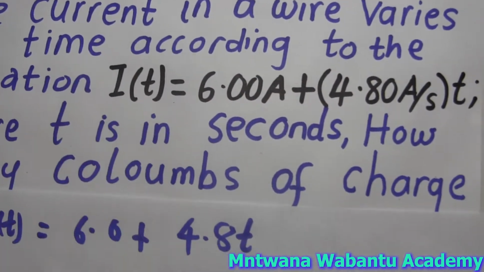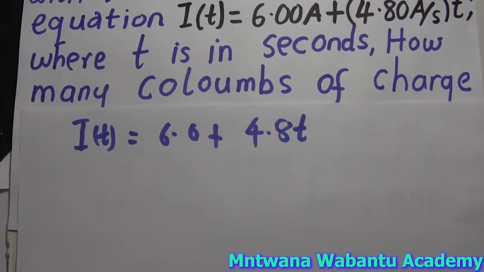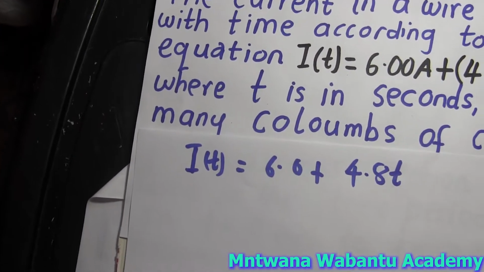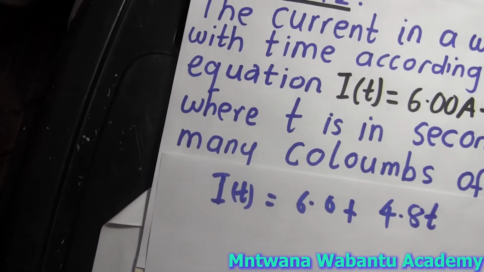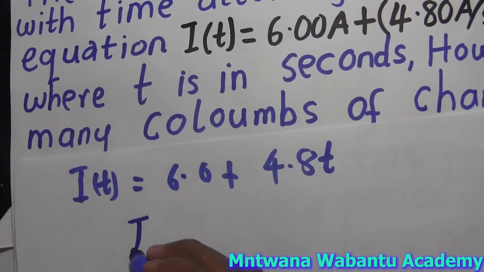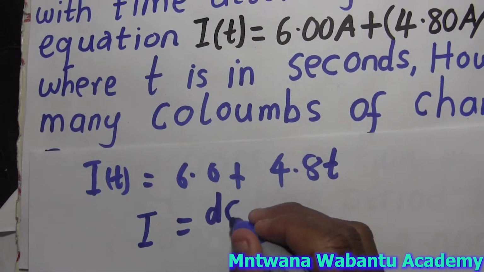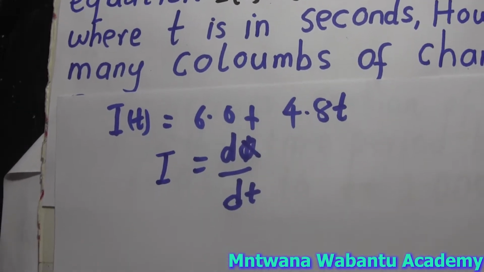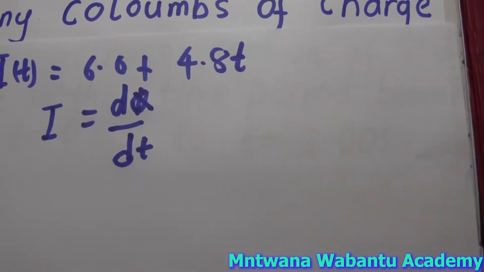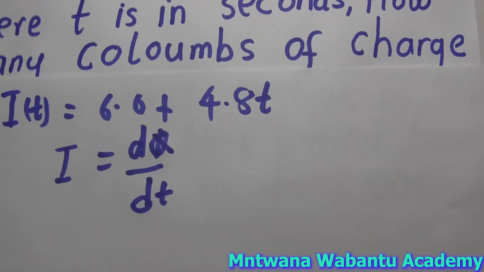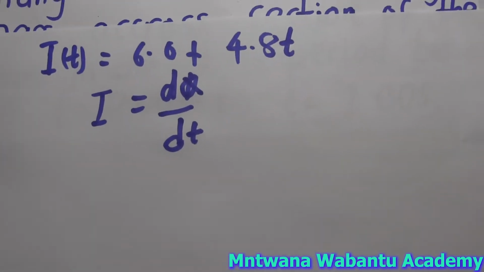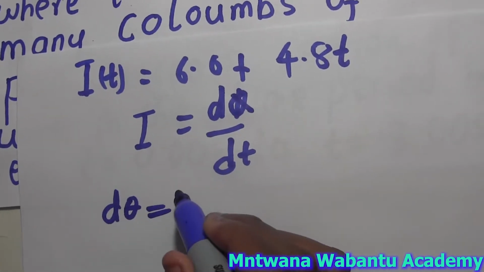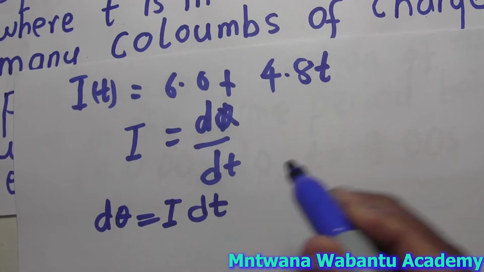Current in a wire varies with time, but we know for a fact that current is equal to change in charge over change in time. Remember, I want to get the charge, so I'm going to make charge the subject of the formula. So charge will be equal to current times dt.